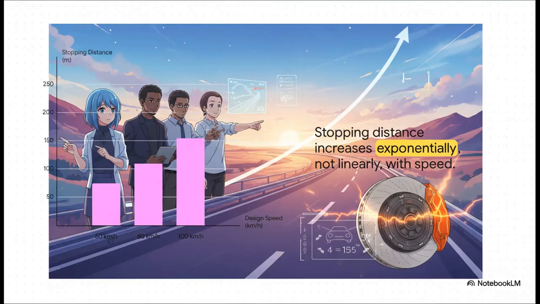And this chart right here, this is the whole ball game. The relationship between your speed and how far you need to stop isn't a straight line, it's exponential. At 60 kilometers an hour, you need 75 meters, but at 100, you don't just need a little more room, you need more than double that, 155 meters. And this is exactly why you can't have a sharp hill or a blind curve. The road's geometry must give you this minimum sight distance, always.